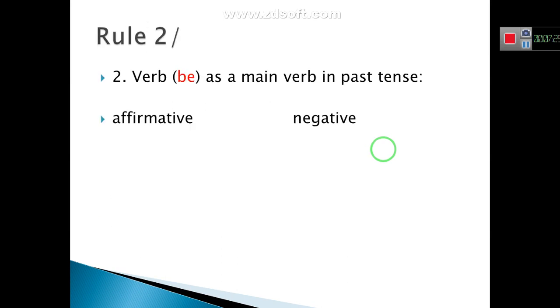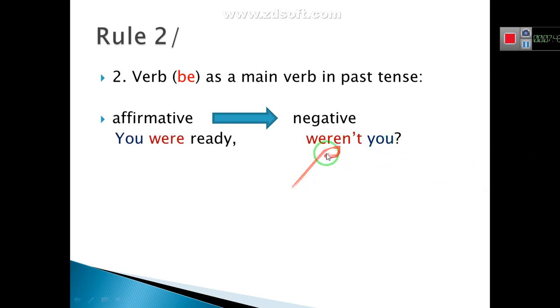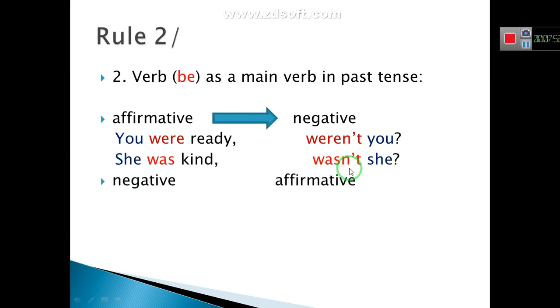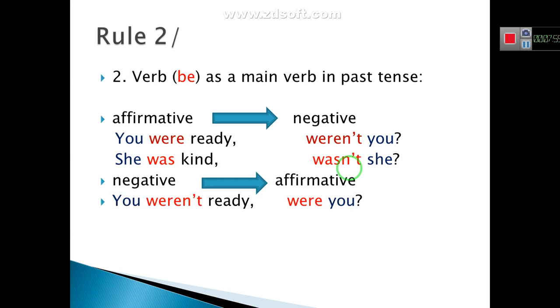The second one, verb be as a main verb in past tense. As you know, verb be as a main verb in past tense is was and were. For the affirmative, you were ready, weren't you? Again, the same verb be, changed to negative, then the subject. She was kind, wasn't she? Again, verb be, changed to negative, then the subject. For the negative, you weren't ready, were you? Verb be, without not, we have to change to affirmative, then you. She wasn't kind, was she?